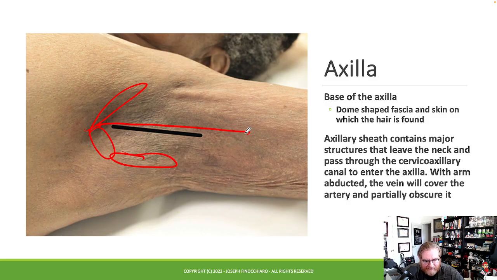The axillary sheath contains major structures that leave the neck and pass through the cervico-axillary canal to enter the axilla. With arm abducted, the vein will cover the artery and partially obscure it. Vein on top, artery underneath, just like the neck. Remember the belly button rule.